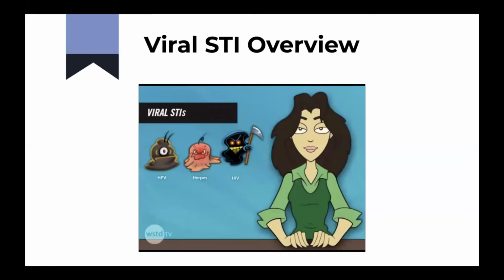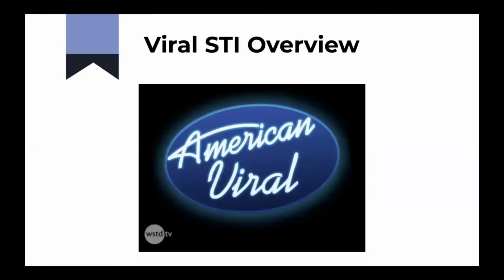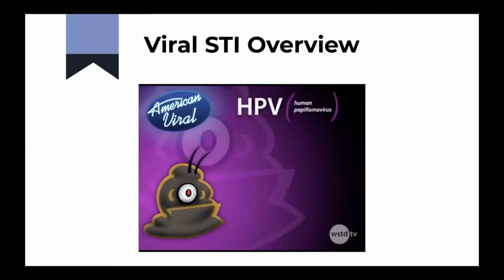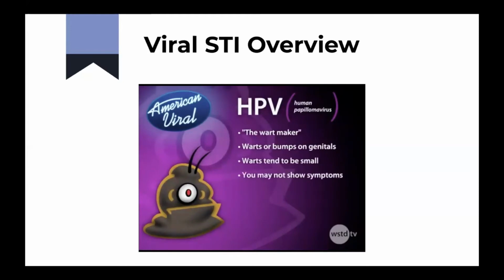It's time for American Viral. Who's the worst of the 3 H's? Let's meet our contestants. Our first contestant is HPV, also known as the wart maker. HPV frequently gives you warts or bumps on your genitals, including the cervix and anus. They can get really big but tend to be small, often unnoticeable. Sometimes when you get HPV, it won't give you warts. You won't even know you have it, but you can still pass it to others. Worse than warts, some types of HPV can cause cancer, and there's no curing this H.